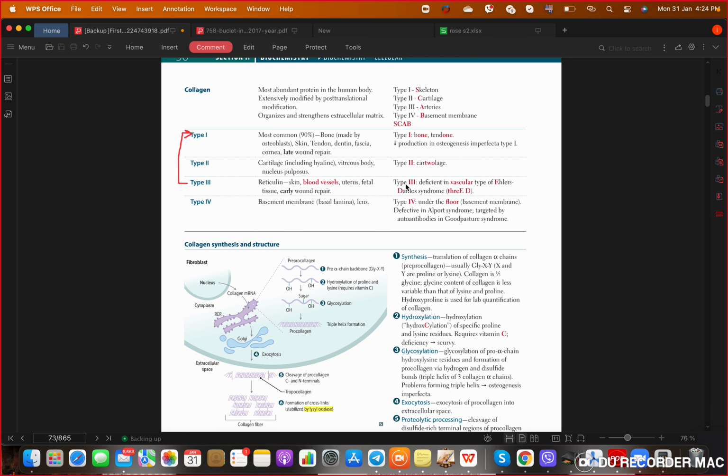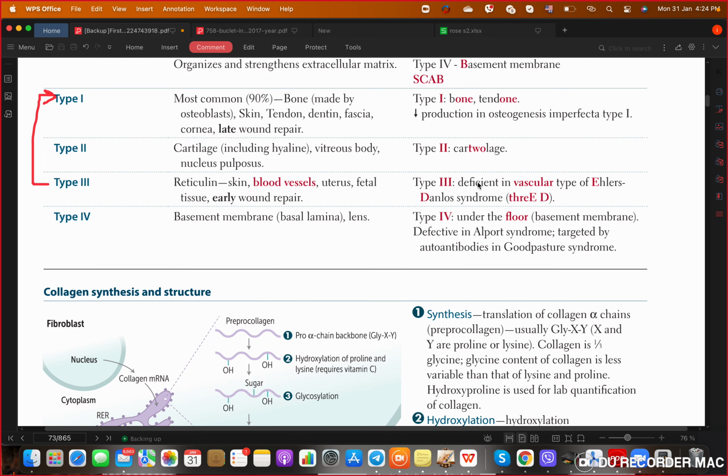So type 3 is associated with Ehlers-Danlos syndrome. There are 2 types of Ehlers-Danlos syndrome, a disease we'll speak about today: vascular type and musculoskeletal type. The vascular type is a defect in collagen type 3. The musculoskeletal type is collagen number 5. You are like, but there is no number 5 here. Yes, there is no number 5 here, but it exists there.